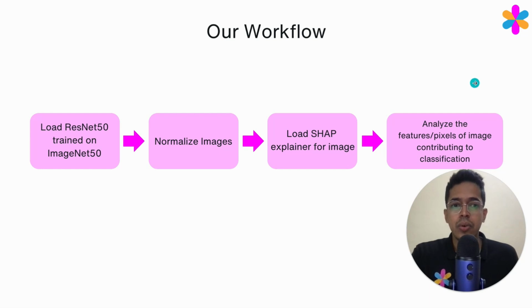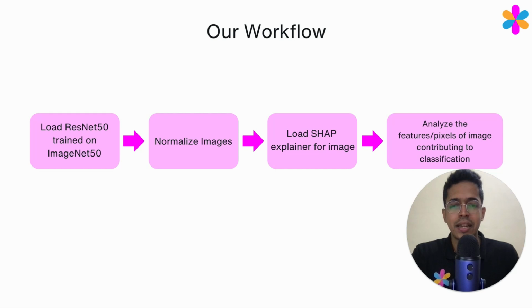So our workflow would be as follows. We load pre-trained ResNet 50, which is trained on ImageNet 50. We will do a little bit of normalization of the images, or rather, we will ensure that the range of pixel values within the image is something that we want. And we will load the Shapley explainer for the image. After that, we'll analyze the features or pixels within the image that contributed to a certain classification. So with that, let's go into the Google Colab coding.